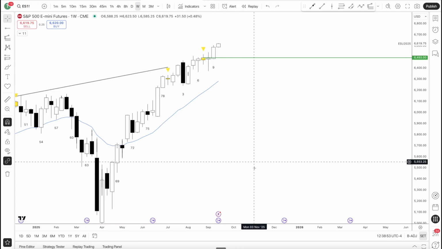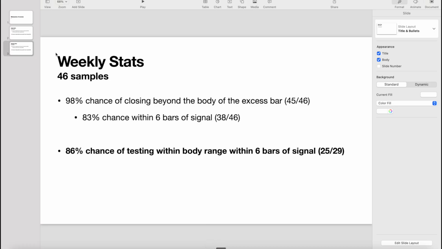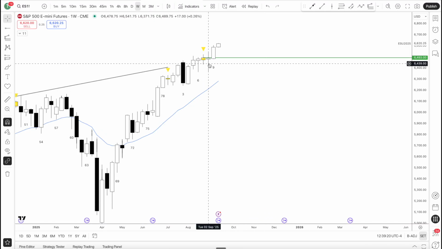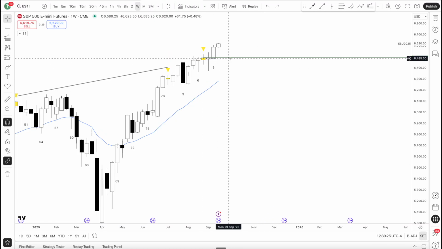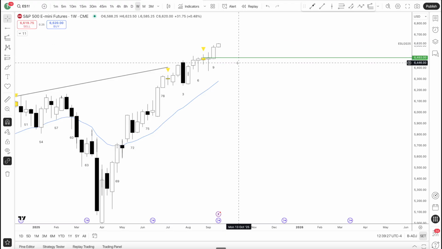So similar probabilities here for the weekly chart. 98% chance of closing beyond the body at some point, which is not as useful for the short term. 83% chance that we close beyond the body in 6 bars. So at some point before the end of October, and 86% chance of testing within the body range within 6 bars. So again, the highest probability is that we're going to test within the body range before the end of October. So at least a 2% correction or around a 2% correction.